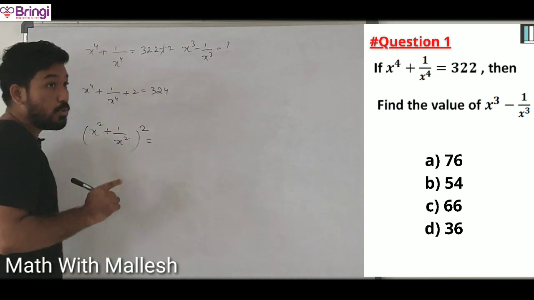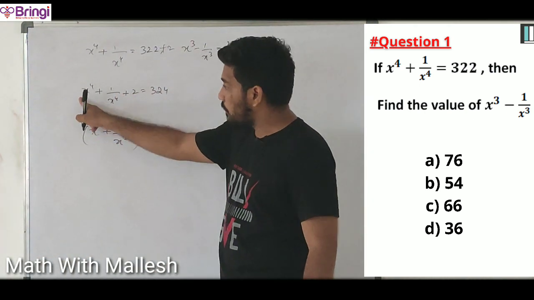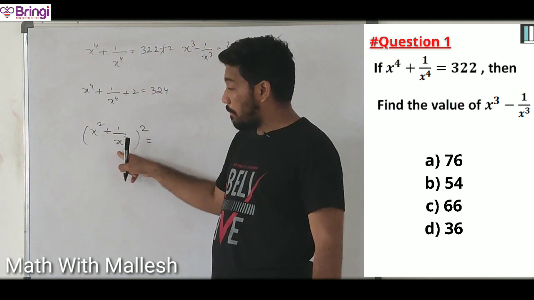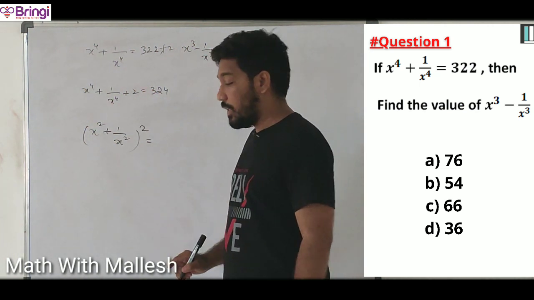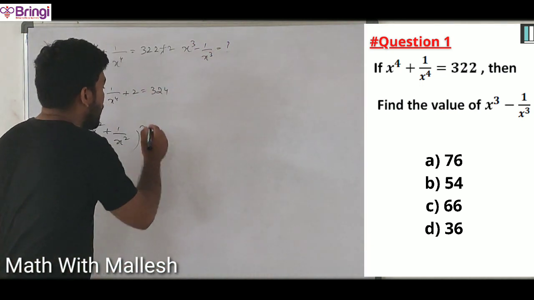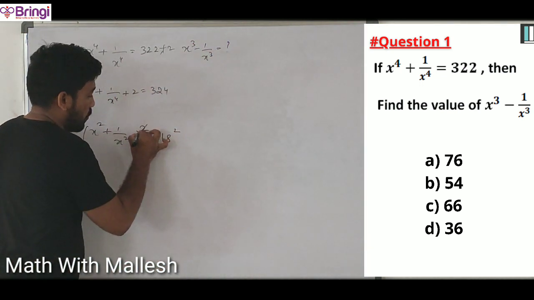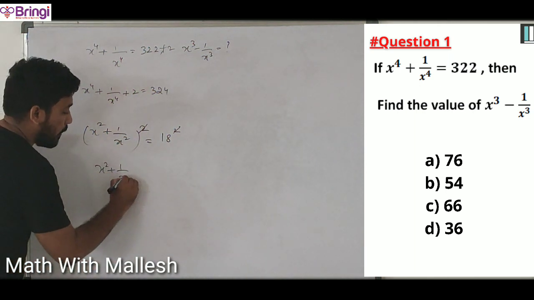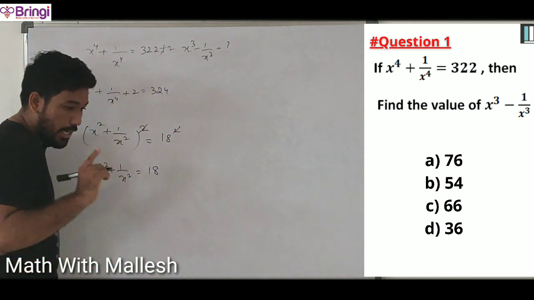This formula the student has to remember. x power 4 plus 1 by x power 4 plus 2 is equal to (x square plus 1 by x square) whole square is equal to 324, which means 18 square. Now the squares get cancelled, so we got x square plus 1 by x square is equal to 18.